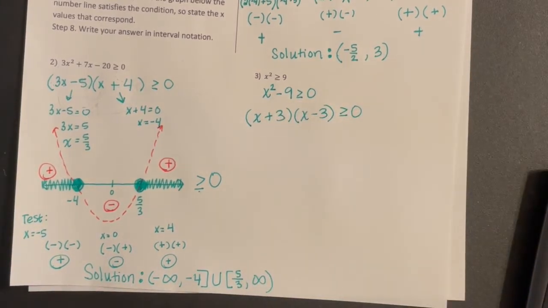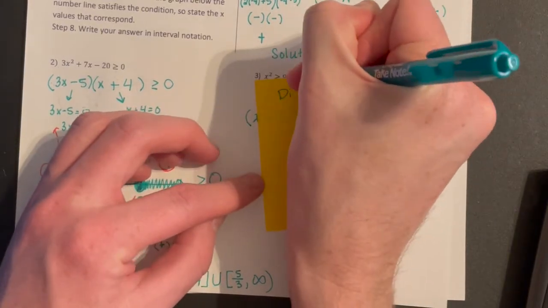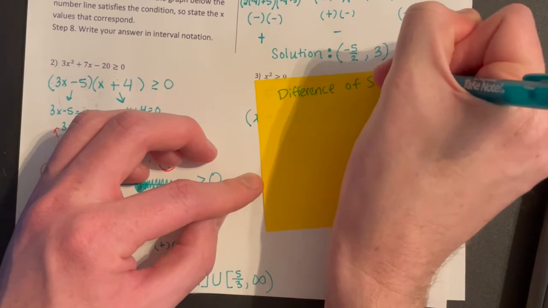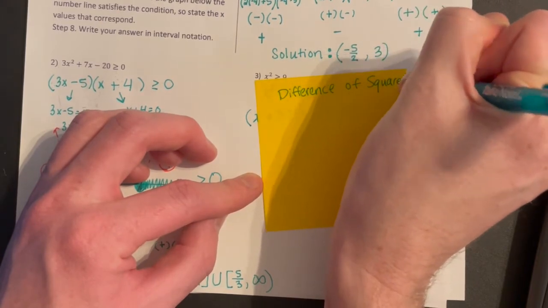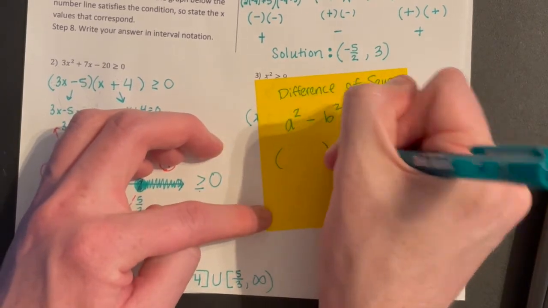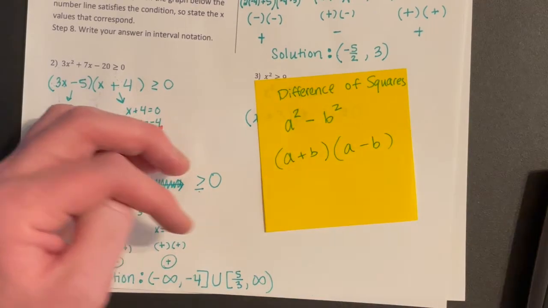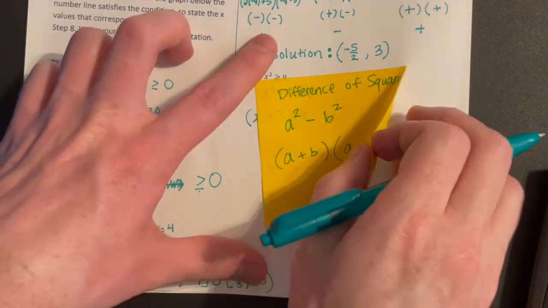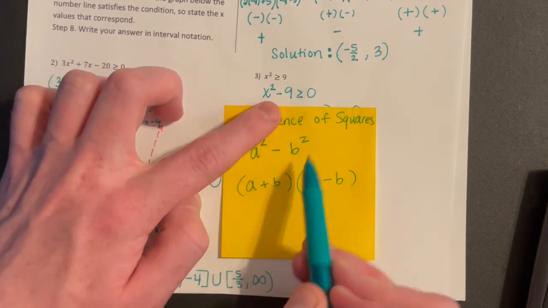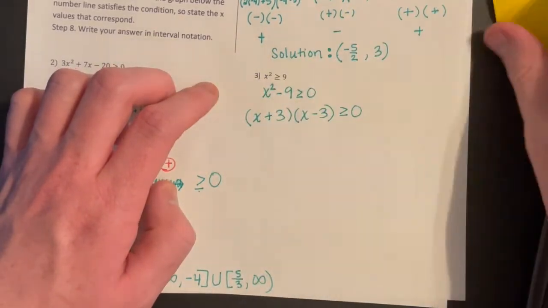Your difference of 2 squares, just to remind yourself, let's put that here on a sticky note. Difference of squares was something like a squared minus b squared, and it factored into a plus b and a minus b. This looks that way because we have x squared and 9 is 3 squared. That's how we got the x minus 3 and x plus 3.